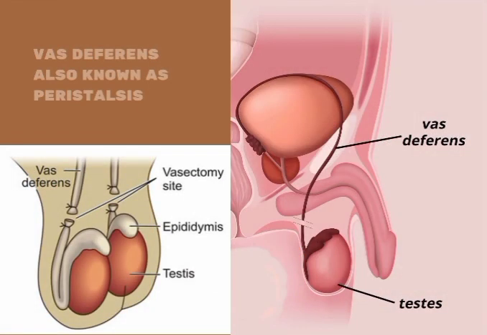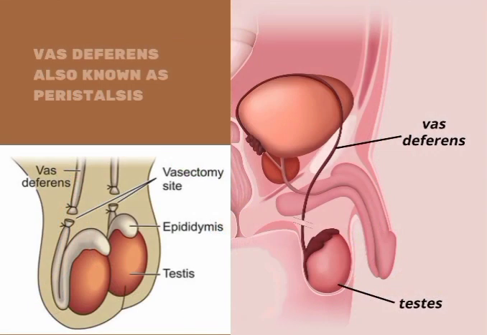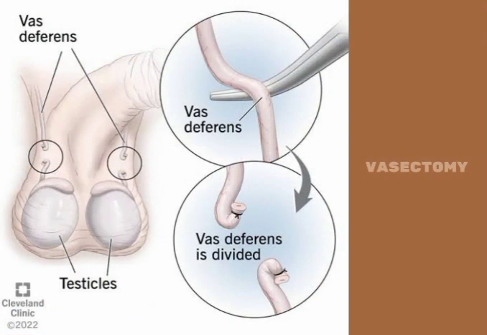Vas deferens. It is the next location during ejaculation, the next region where the sperm are shunted from the epididymis to the vas deferens. This is also known as peristalsis. In the vas deferens, we have a surgical procedure called vasectomy, which prevents anything from going from the epididymis to the ejaculatory duct. It is a surgical procedure for males where the doctor snips the vas deferens and prevents any migration of sperm into the next region, which is called the ejaculatory duct.